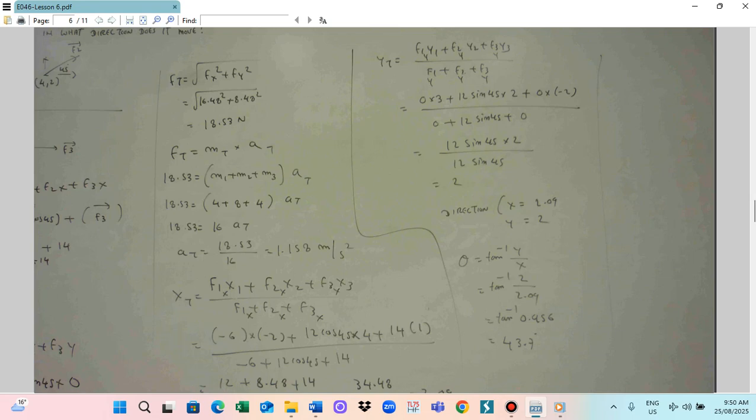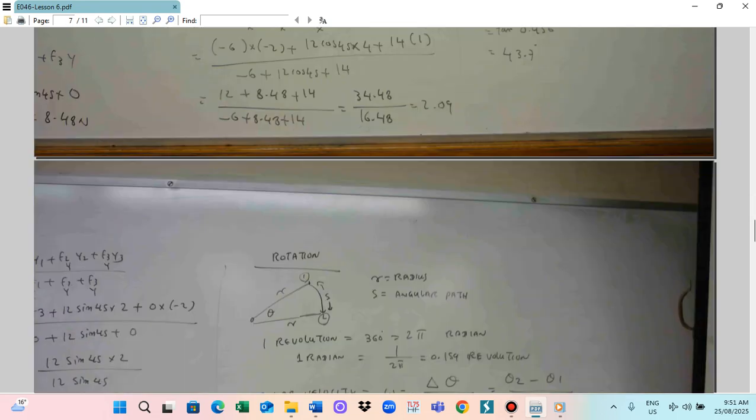So the direction theta is tangent inverse of Y by H. So tangent inverse of 2 divided by 2.09. So you got the thing at 0.956. So we find the inverse tangent. Inverse of tangent 0.956 will be 43.7 degrees. So this is for the direction. Direction of mass we can calculate this way.